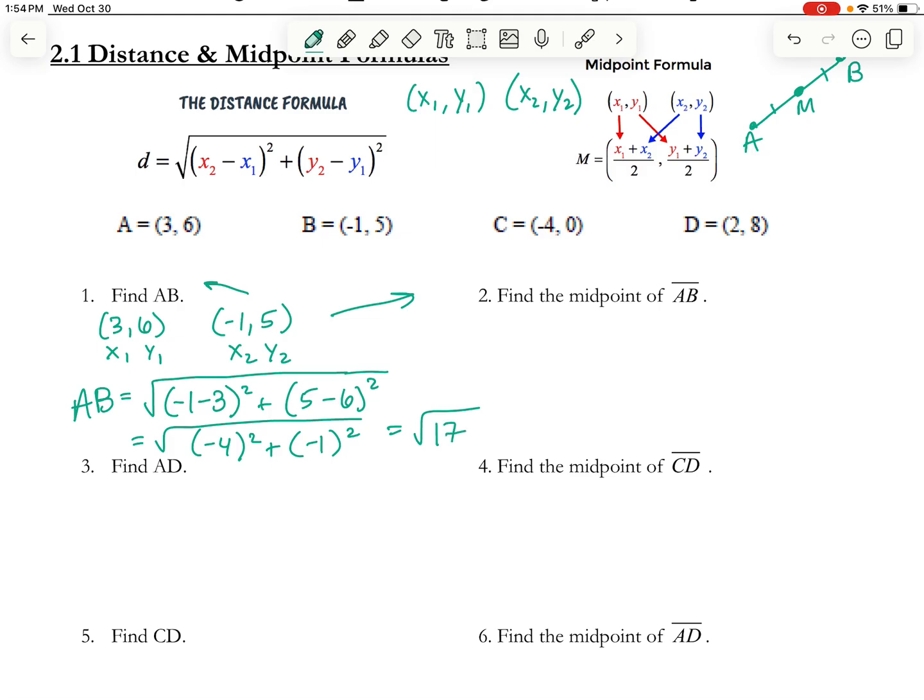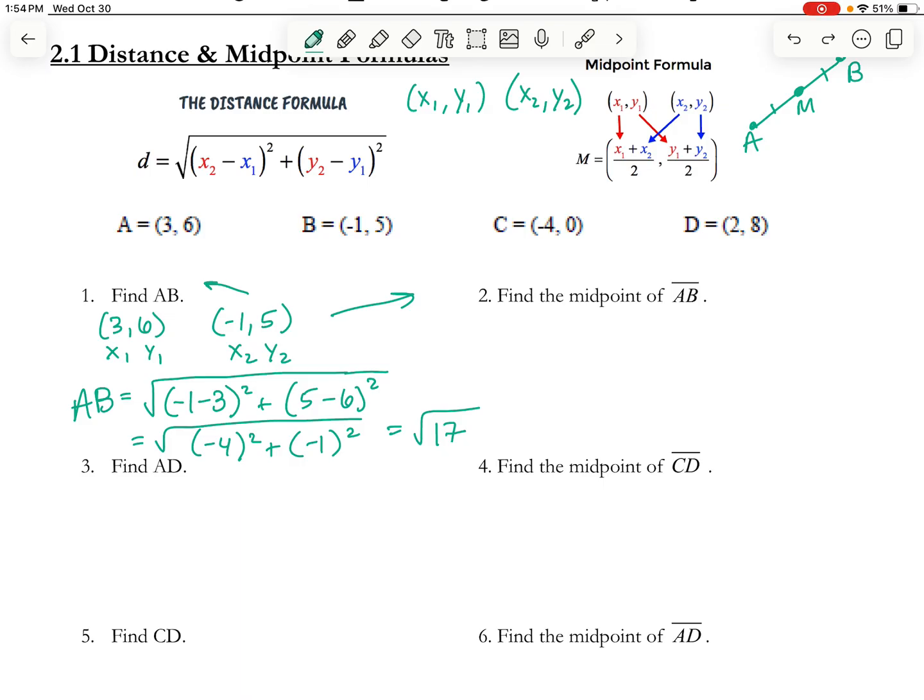A couple things here. First of all, this is the sum of two things squared, so the inside should always be a positive number. Secondly, if you could simplify this, like if this was square root of 25, you would simplify it to be 5. If it was square root of 27, you would simplify that to be 3 root 3. So in this case, 17 doesn't have any perfect squares hiding, so you just end it there.